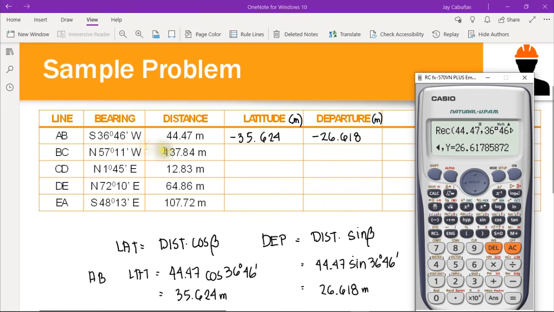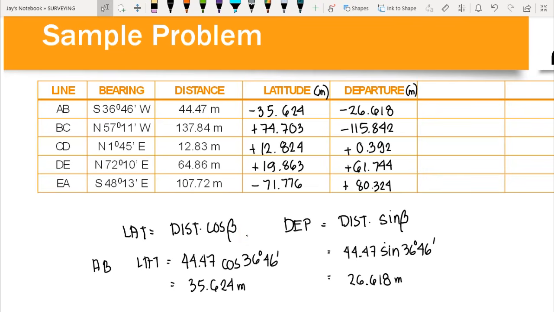We can determine the latitude and departure for the remaining lines. You can use either this formula or your calculator. So let's use the calculator to make it fast. Now we have the value of the latitude and departure for all the lines in our closed traverse. We can compute latitude and departure either by using this formula or by calculator technique.